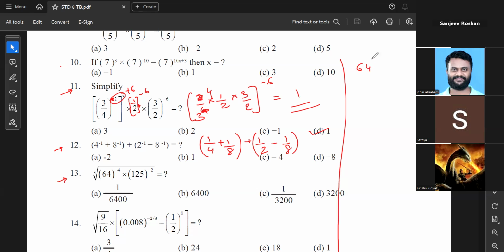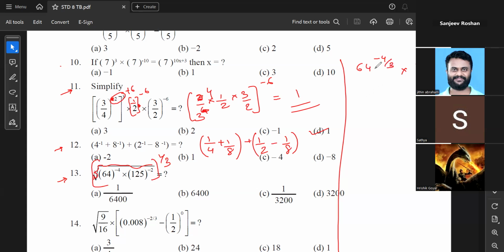64 raised to minus 4, and this cube root is basically what? It's basically the whole thing raised to 1 by 3, right? So I'll distribute it amongst themselves. It becomes 1 by 3 over here, and 125 raised to minus 2 by 3 over here. Now, first of all, this 1 by 3 is what? It's basically cube root. 64 ka cube root is 4.